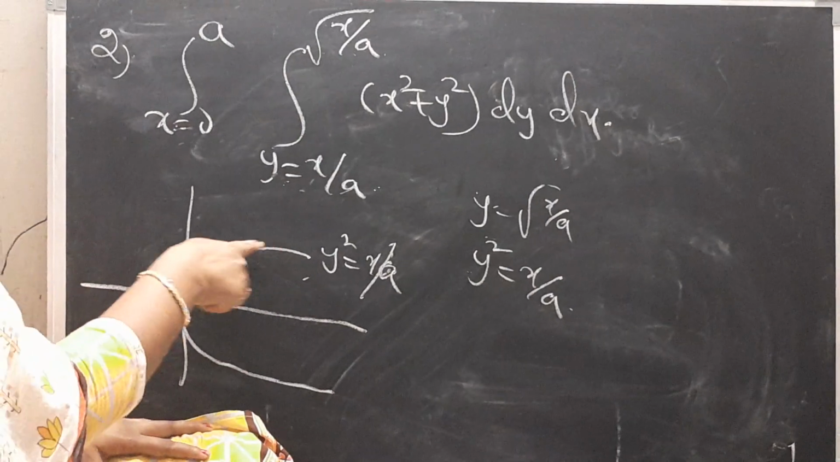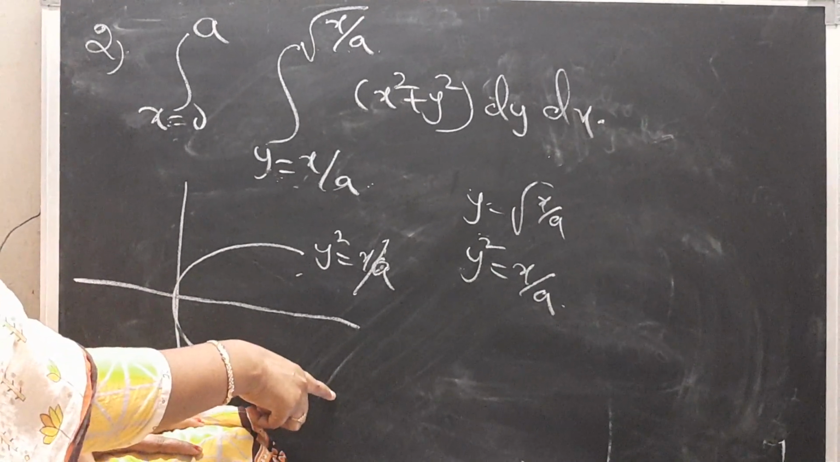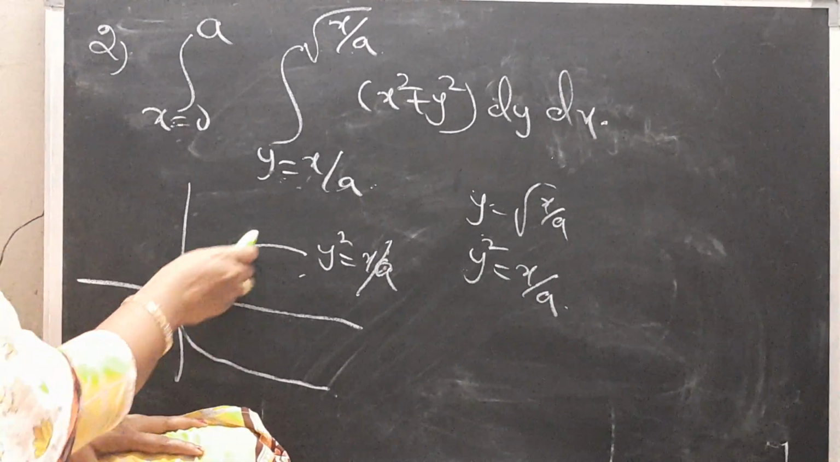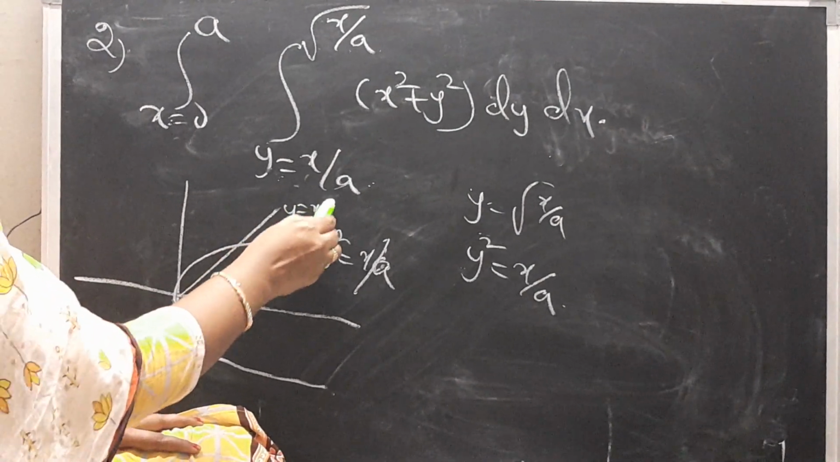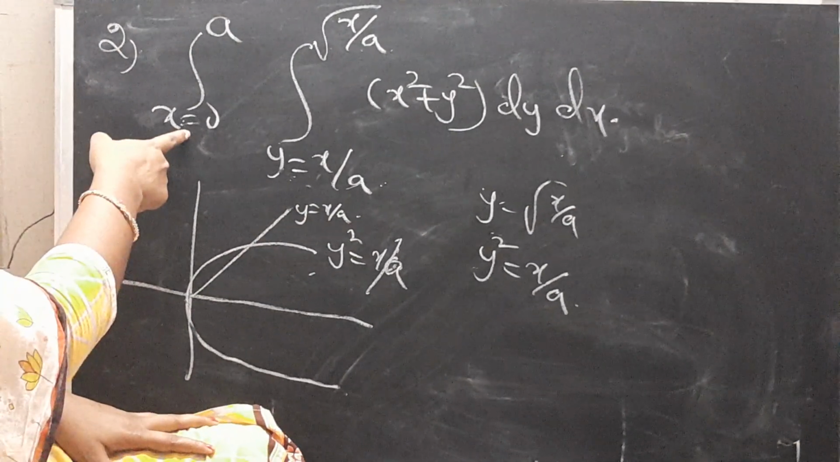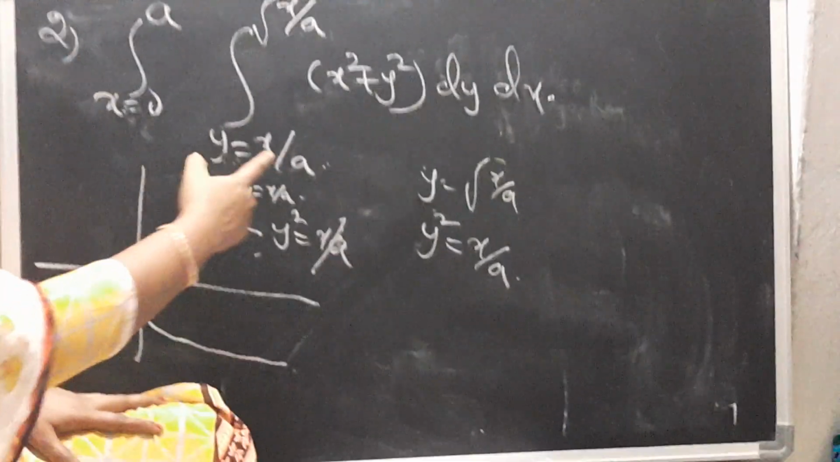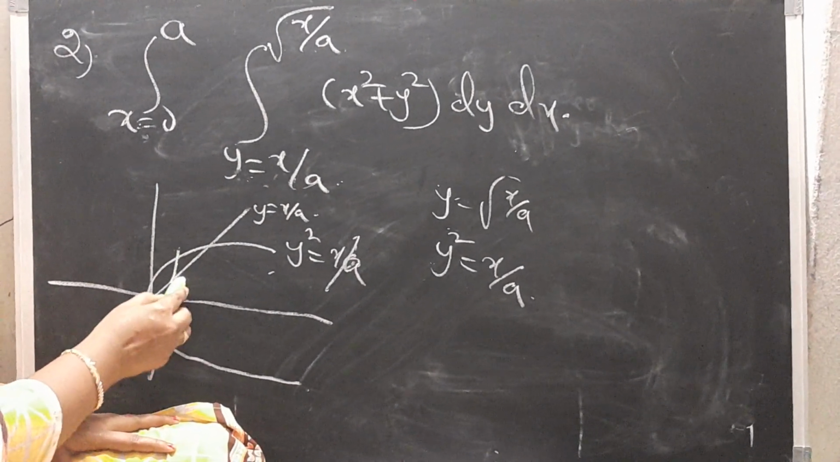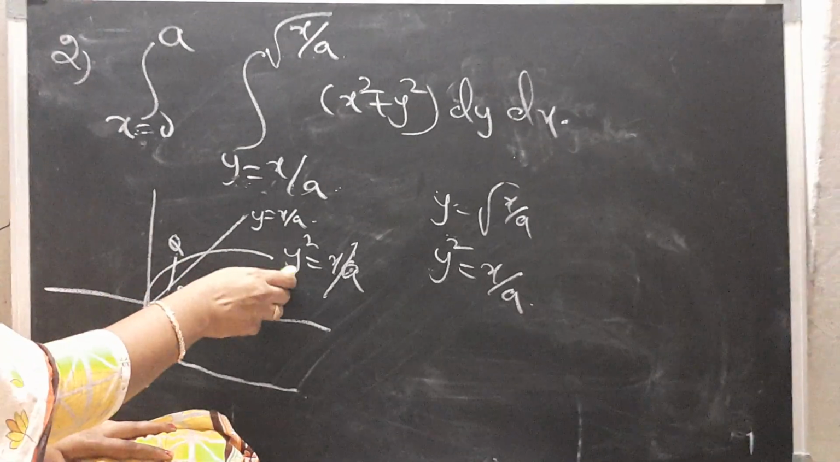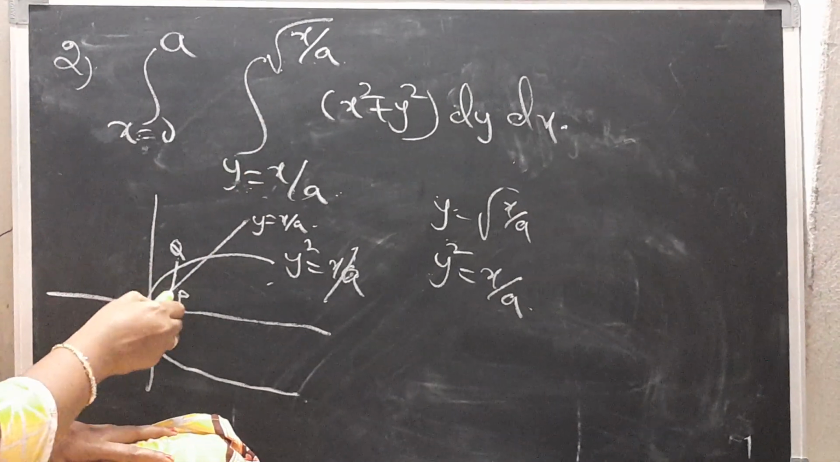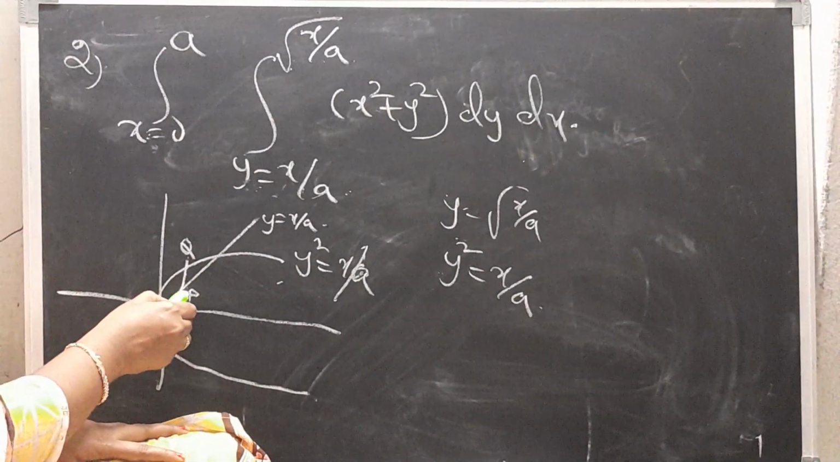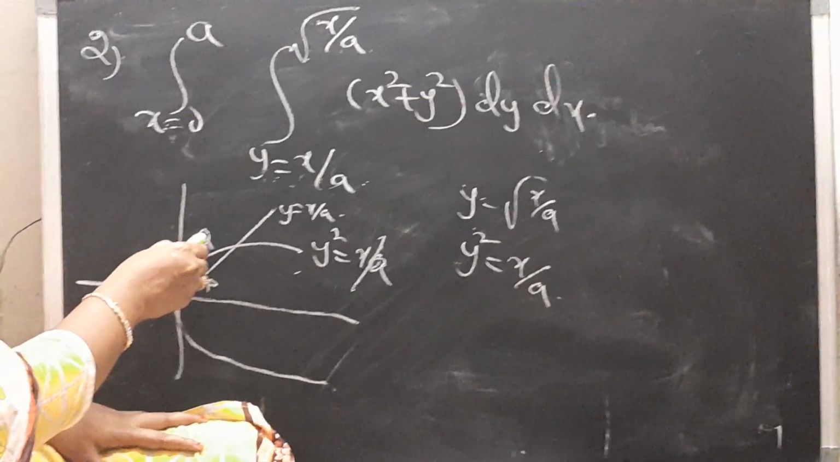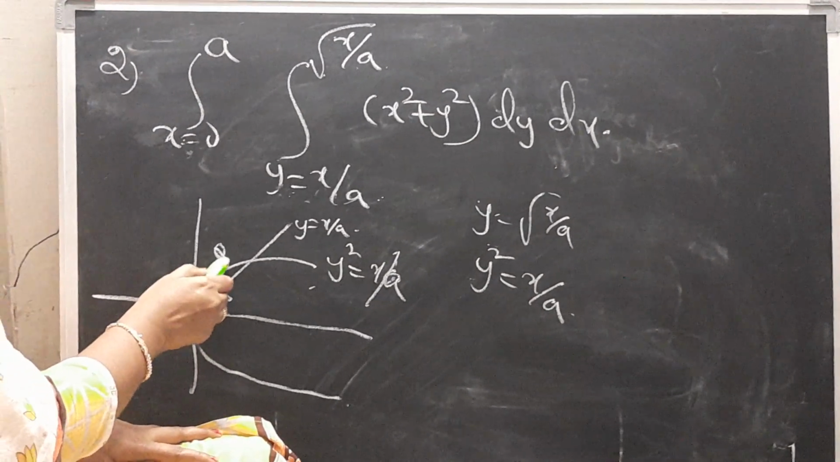On the y axis, positive y and negative y are mapped. Next step, y equal to x by a is this line. The given problem has the lower limit y equal to x by a, and the upper limit y equal to under root of x by a. So a vertical strip is given here, starting from y equal to x by a to y square equal to x by a.